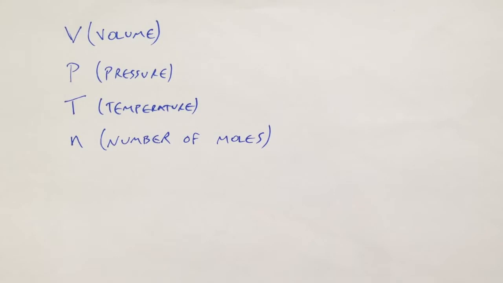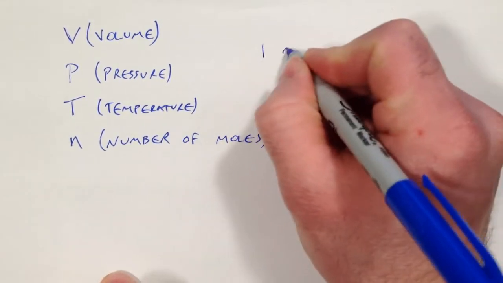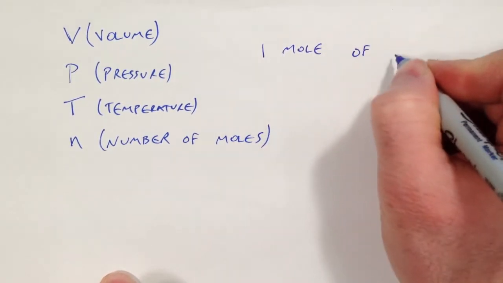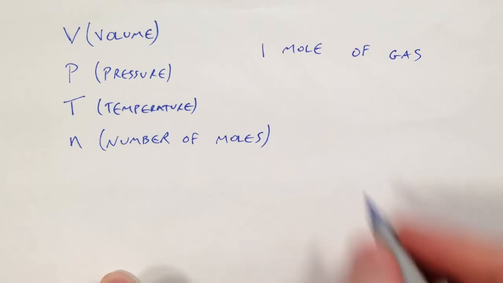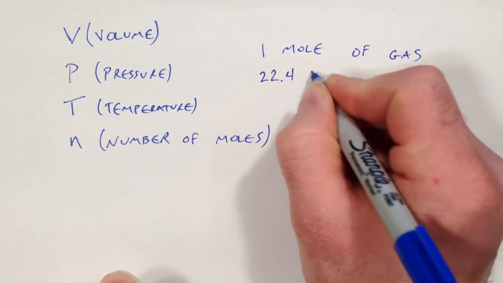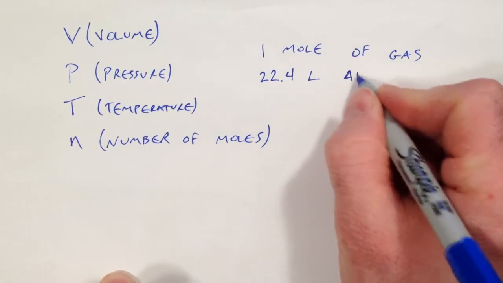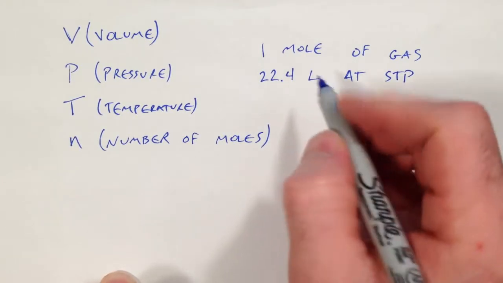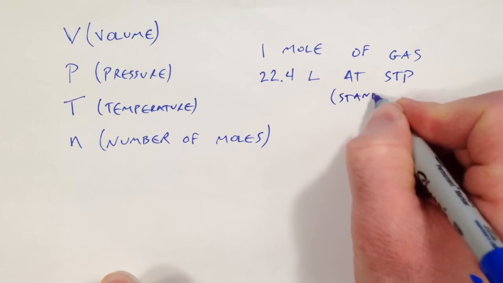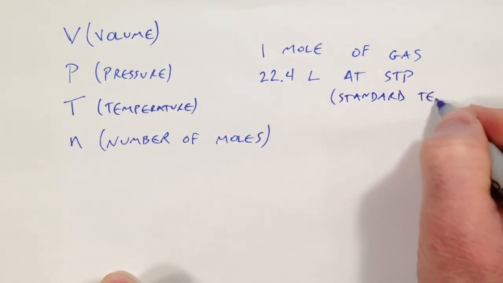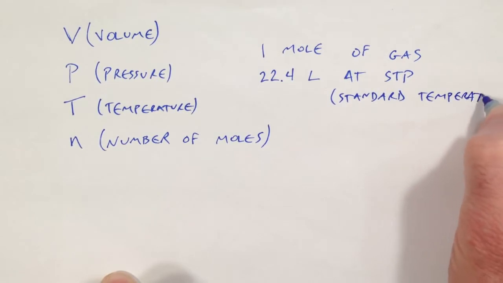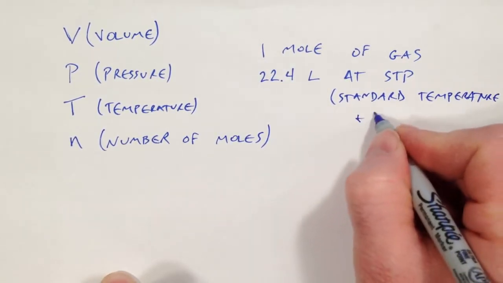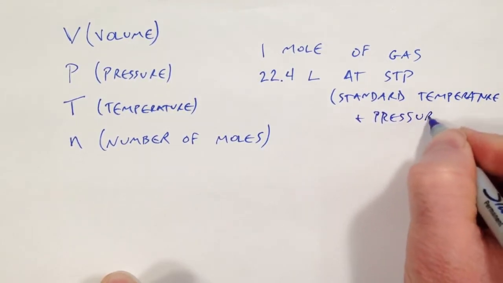Now, it's been known for quite some time, ever since the development of stoichiometry, which hopefully you remember from chemistry, that 1 mole of any ideal gas occupies 22.4 liters of volume at what's called STP. STP stands for standard temperature and pressure. Sorry that writing got a little messy.